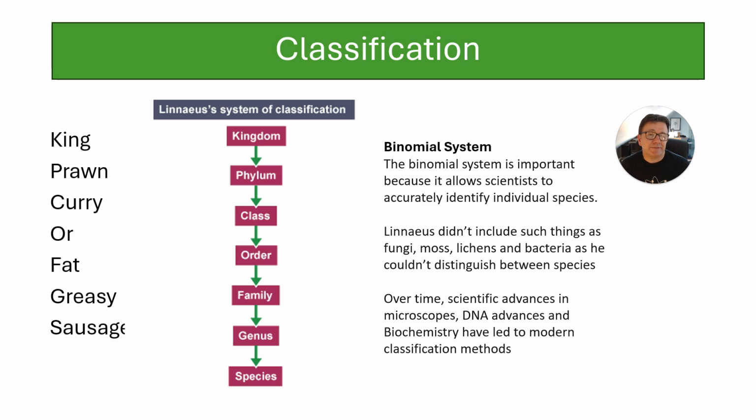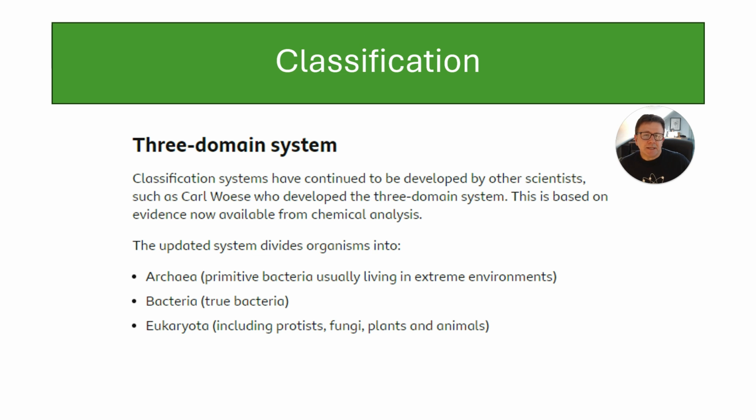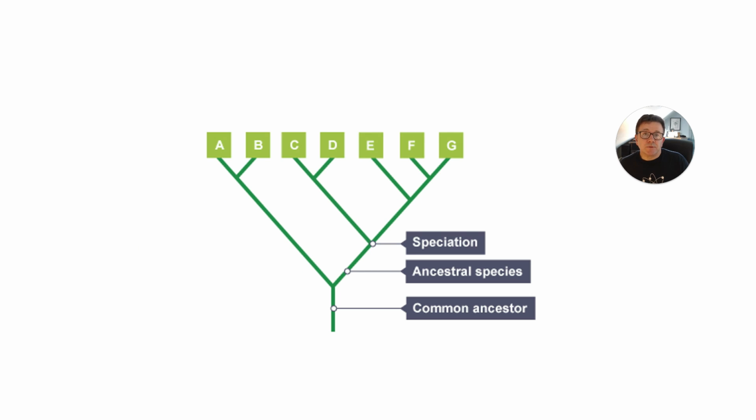Over time, scientific advances have improved, so biochemistry, microscopes, DNA advances, and so we ended up with the 3-domain system. I think you probably need to know the 3-domain system for higher tier more than foundation. The system is divided into what we call archaea, bacteria and eukaryota. They might also ask you to look at evolutionary trees. So for example, C and D are more closely related together than they are to B. If you want to find out their ancestral species, you need to go all the way back, and the common ancestor is right at the beginning of the tree.